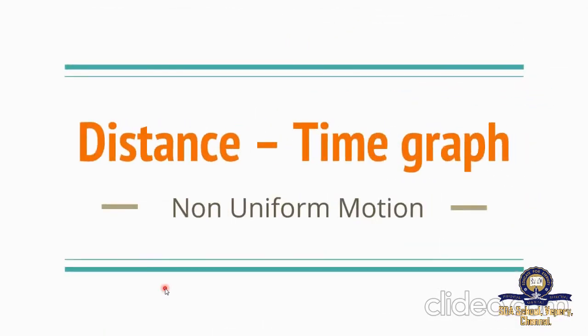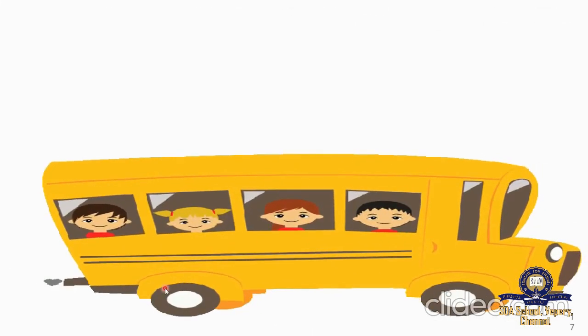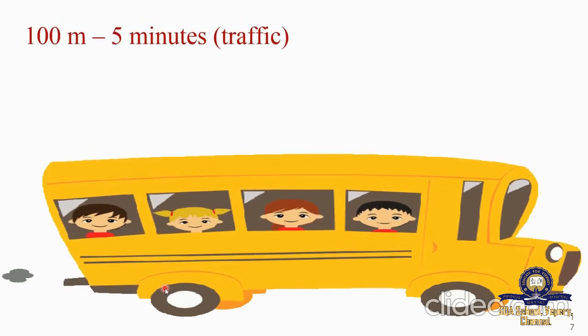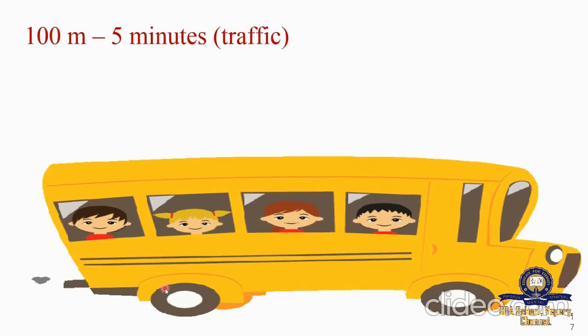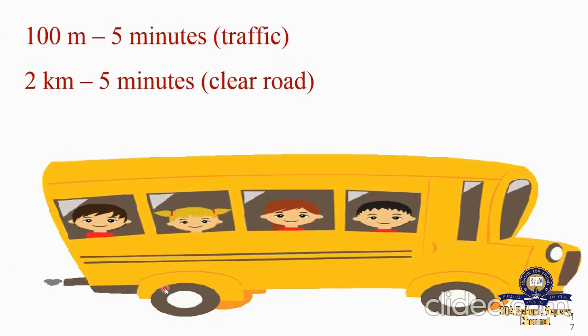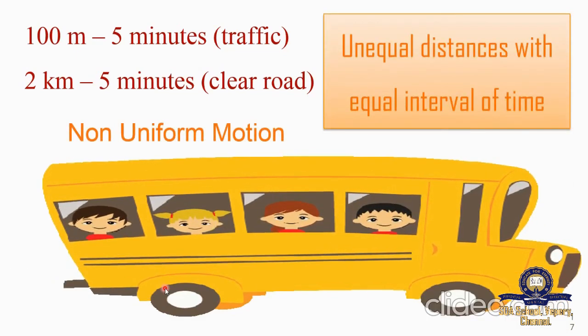Now we'll move on to the distance time graph for non-uniform motion. What is non-uniform motion? We already know that unequal distance in equal intervals of time is known as non-uniform motion. In the previous video, we saw this example, right? A bus. When you travel in a bus in a crowded area, it reaches 100 meters in 5 minutes if there is traffic. But the same bus, when it has a clear road, covers 2 kilometers in 5 minutes. So this is non-uniform motion, which is unequal distance in equal intervals of time.